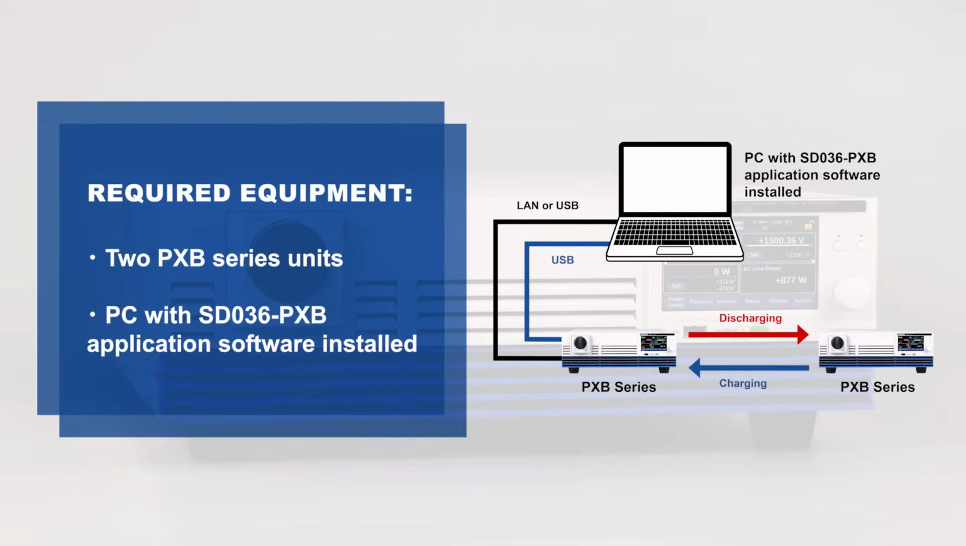First, let's look at the required equipment. We will need two PXB series units and a PC with SD036 PXB application software installed. Two PXB units are connected as shown in the graphic. One unit outputs CV and acts as a battery. The other one operates as a charge-discharge tester.